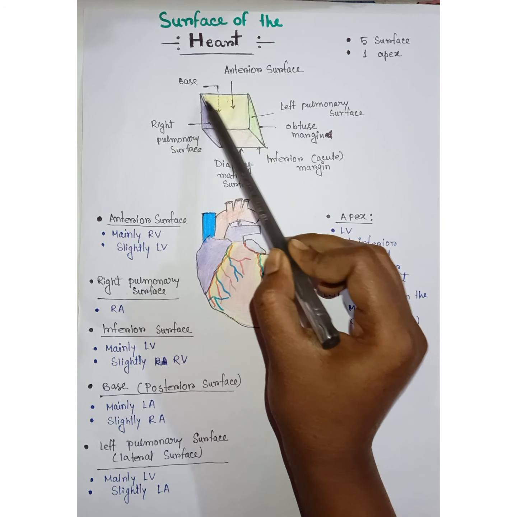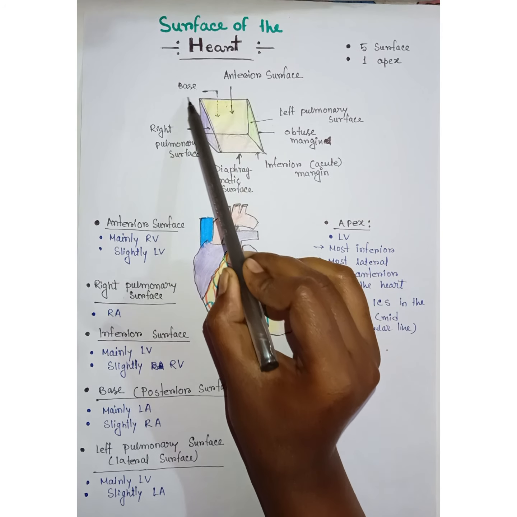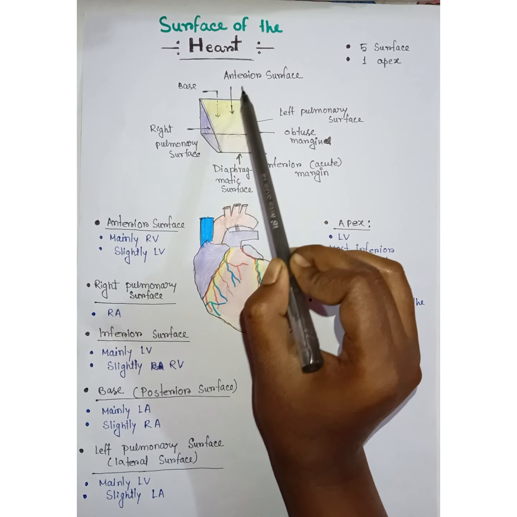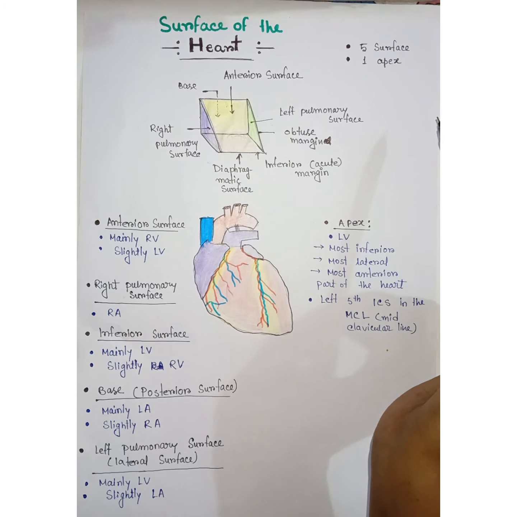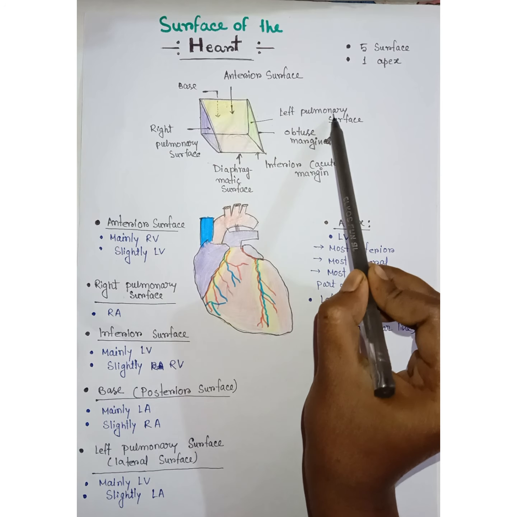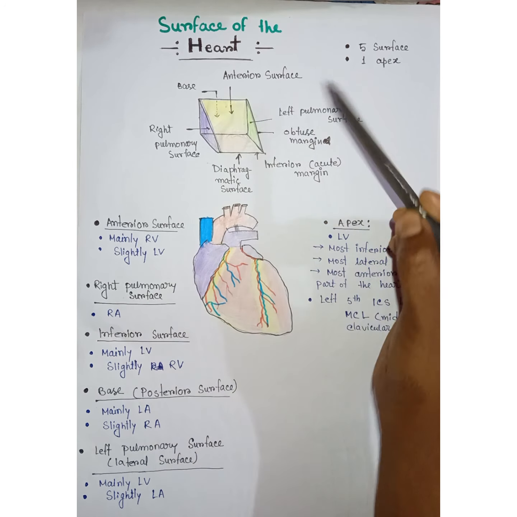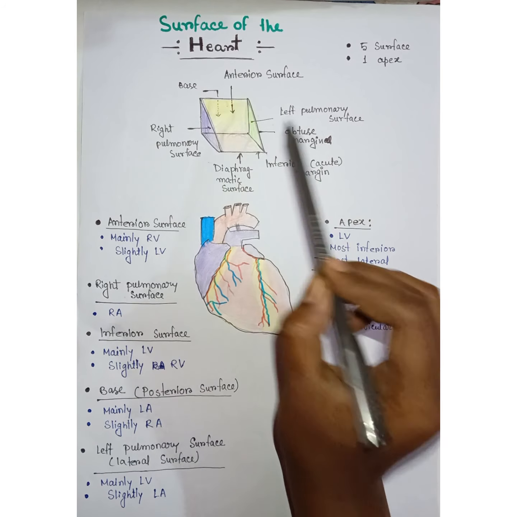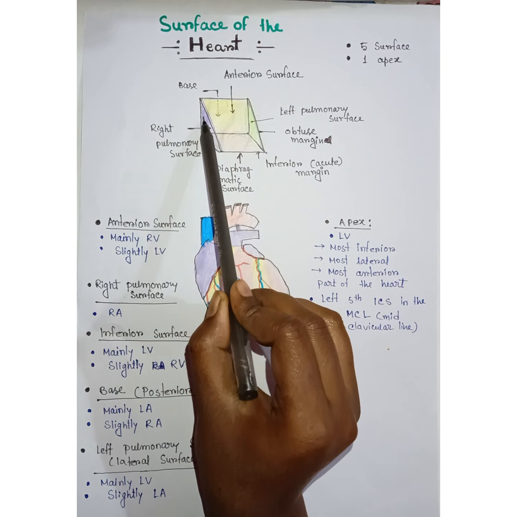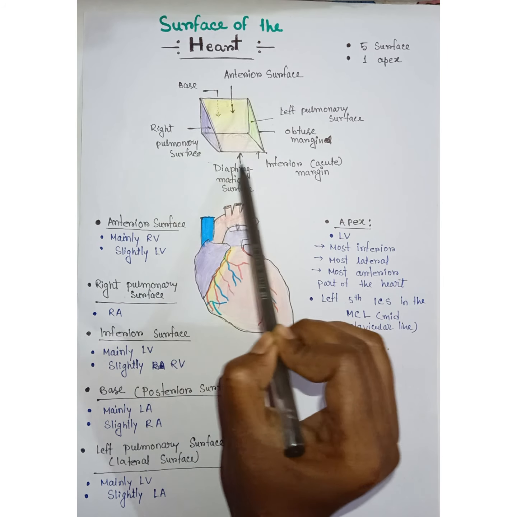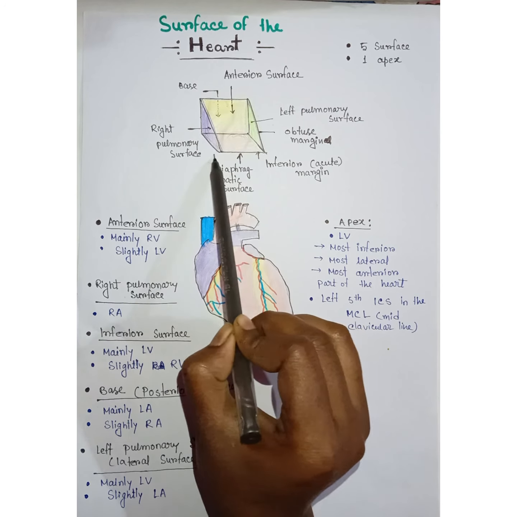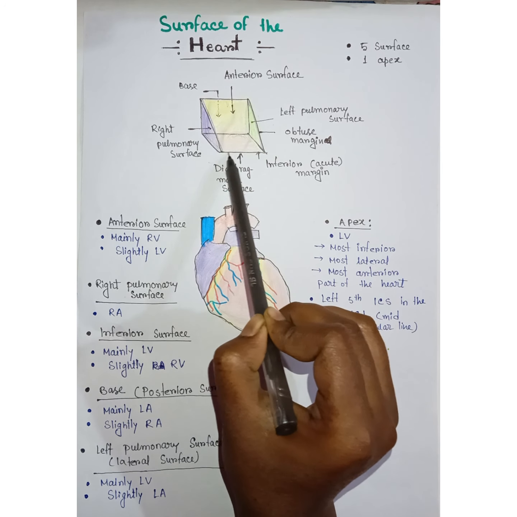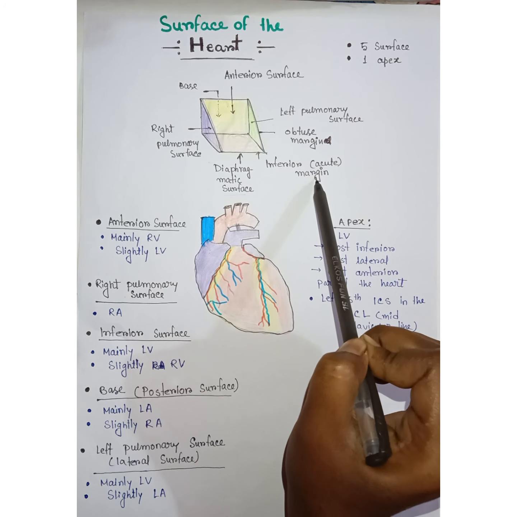So here is a diagram. This is the base and this is the anterior surface. This is the left pulmonary surface, and this line is the obtuse margin. This is the right pulmonary surface, and inferiorly the diaphragmatic surface, and this line is the inferior or acute margin.